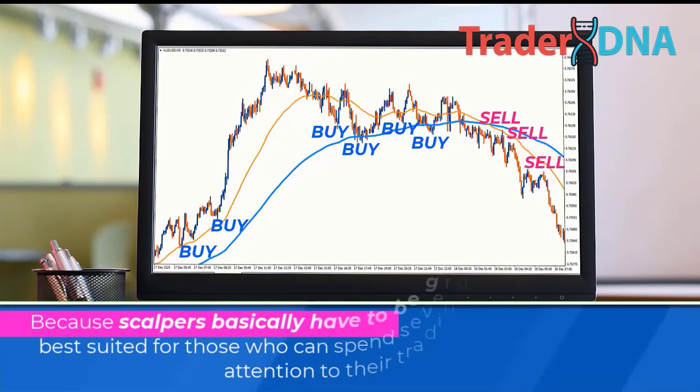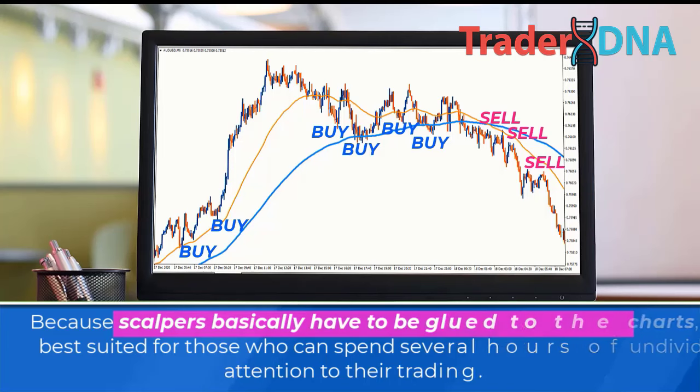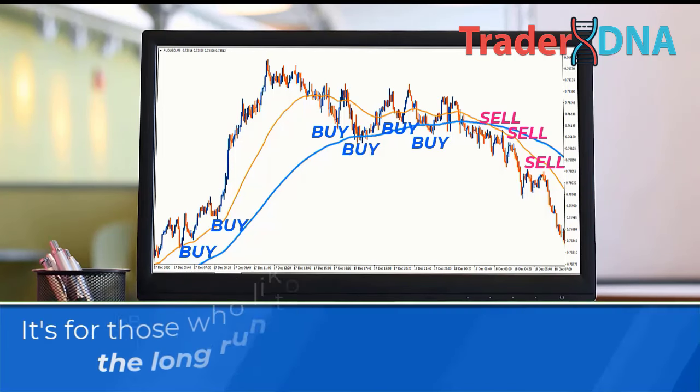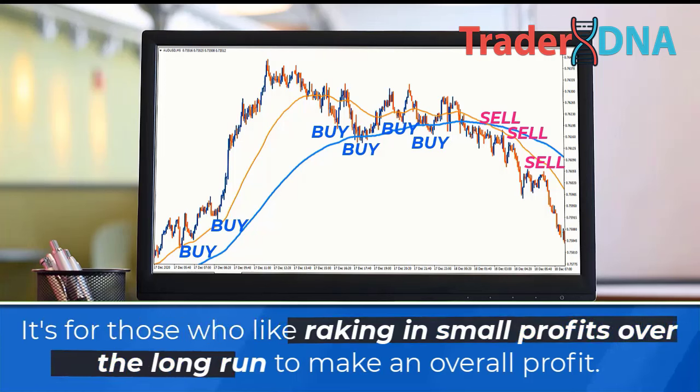Because scalpers basically have to be glued to the charts, it is best suited for those who can spend several hours of undivided attention to their trading. It requires intense focus and quick thinking to be successful. Not everyone can handle such fast and demanding trading. It is not for those looking to make big wins all the time, but rather for those who like raking in small profits over the long run to make an overall profit.